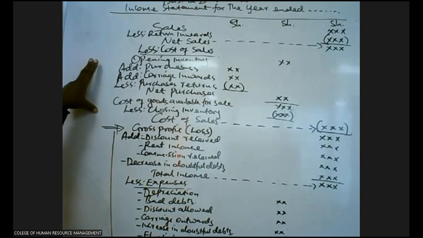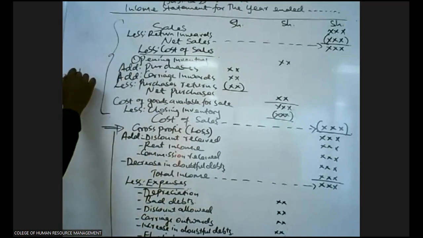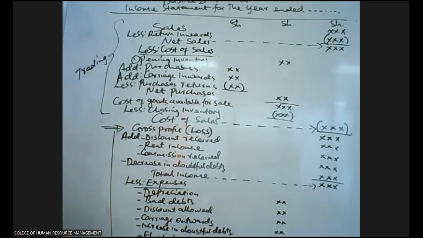The upper part is what we call the trading. We have already done the trading part. Up to there, we call it the trading account. They have done the trading. They came up to the point of the gross profit. So we are told now we proceed.